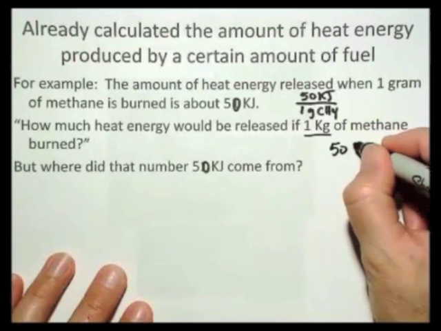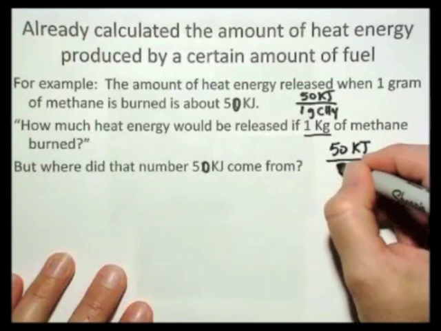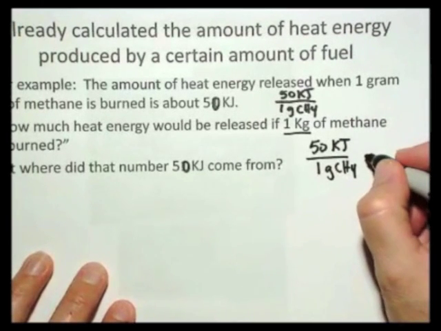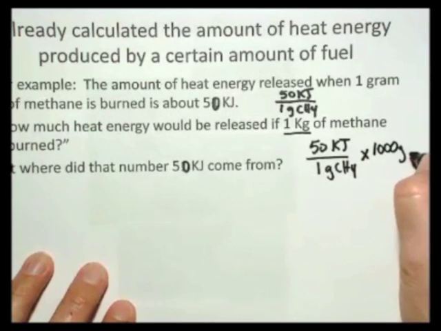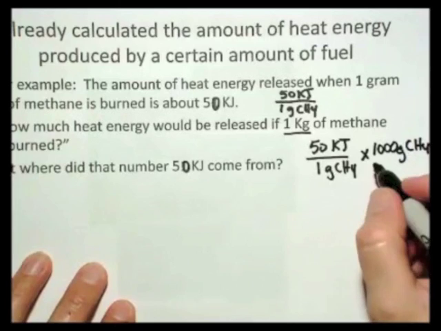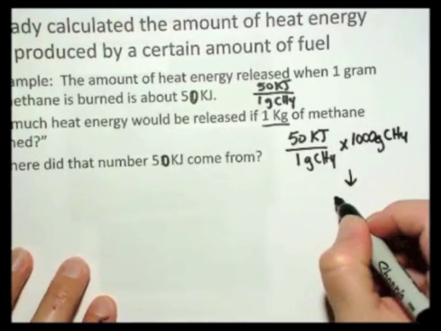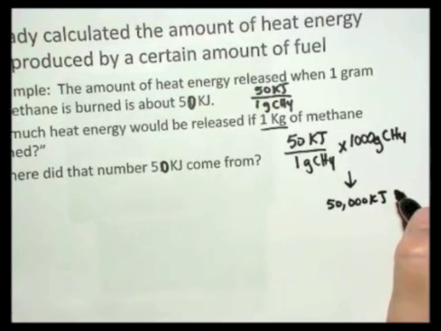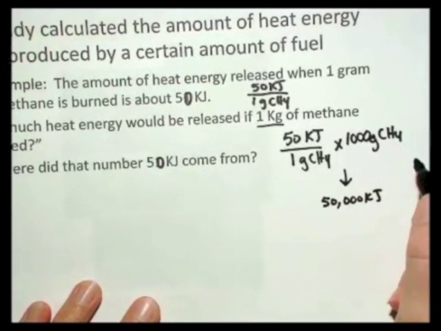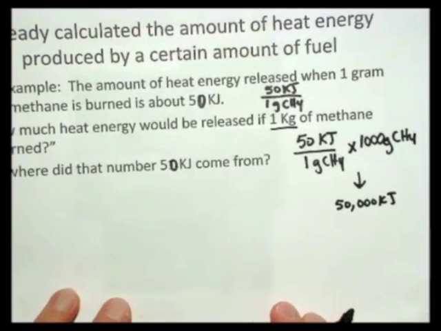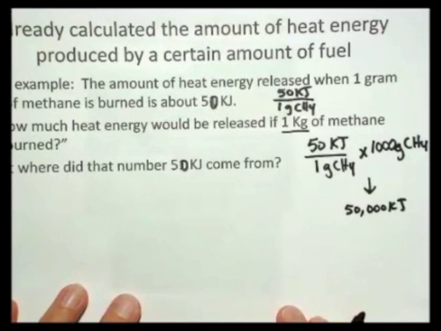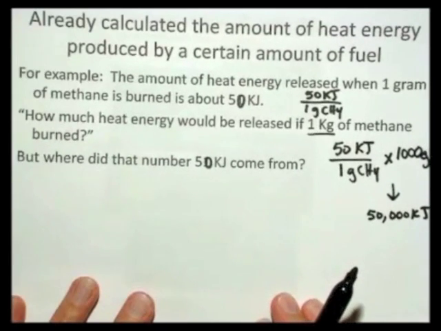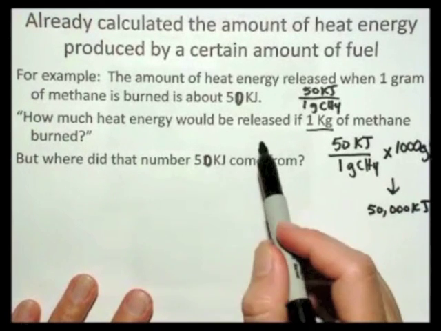So you would just take your relationship, 50 kilojoules per 1 gram of methane, and 1 kilogram of methane, of course, is the same as 1,000 grams. So times 1,000 grams of methane, and you would very easily calculate that you would produce 50,000 kilojoules of heat energy upon combusting 1,000 grams of methane. Okay, so we have these little relationships. We can do these simple little mathematical manipulations to predict the amount of heat energy given off given a certain amount of fuel. But you should be asking yourself at this point, where did that number 50 kilojoules come from?